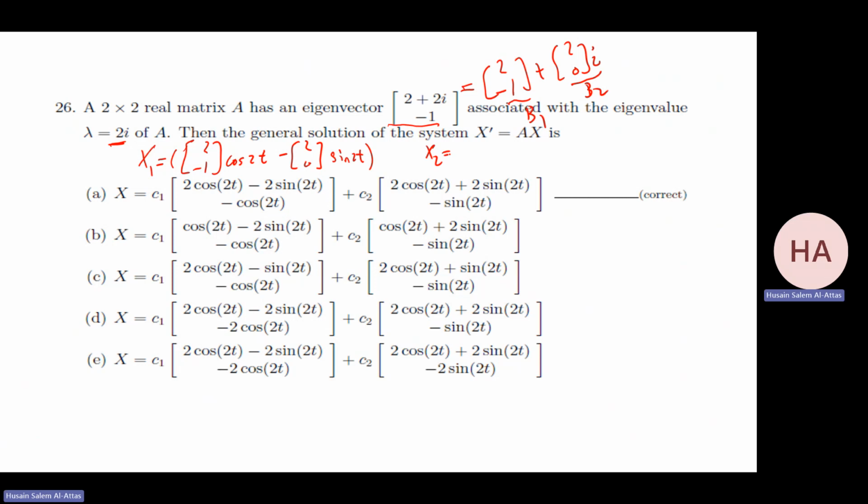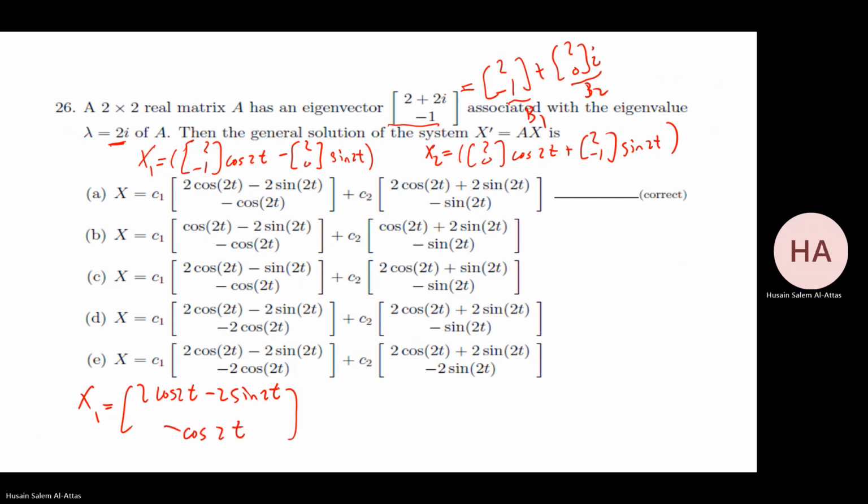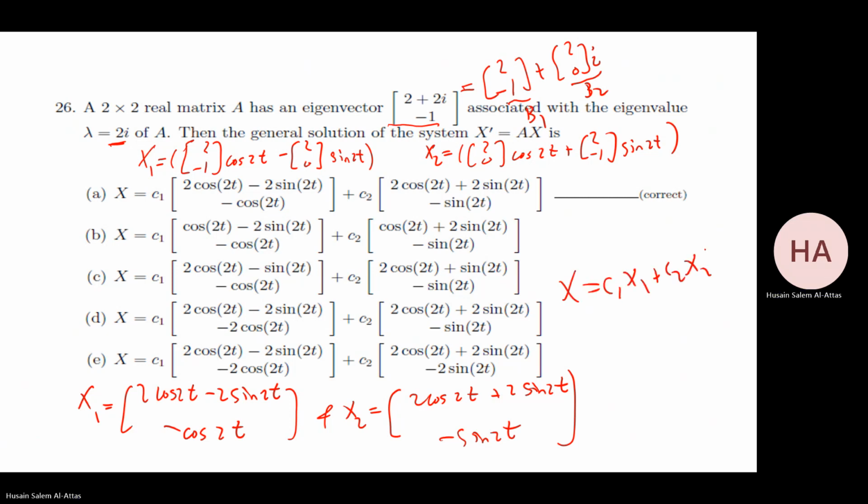And x2 will be what? Will be 2, 0 cosine 2t plus 2, minus 1 sine 2t. So x1 is 2 cosine 2t minus 2 sine 2t, and the other one is minus cosine 2t. And x2 is 2 cosine 2t plus 2 sine 2t, and this is minus sine 2t. What is x? C1 x1 plus C2 x2, which is directly at this one. Yeah, easy one.